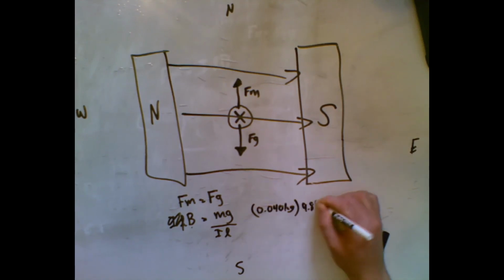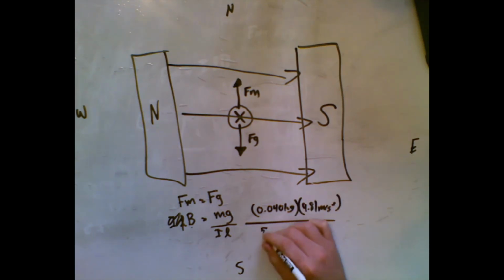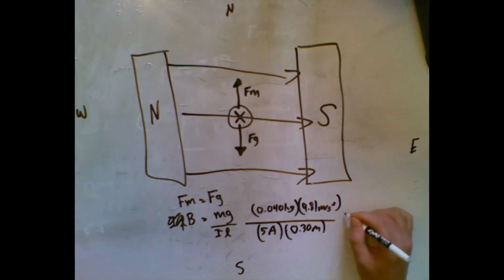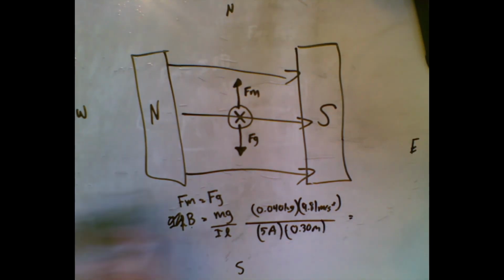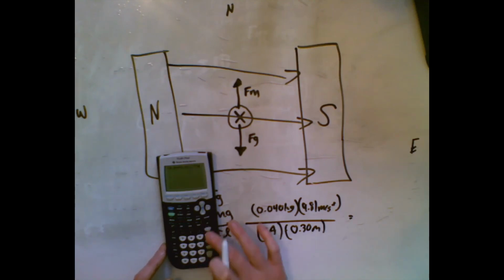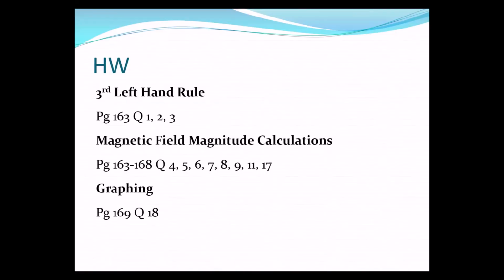We can assume this is on the surface of the Earth. Our current that they give us is 5 amps. And the length of our wire is 30 centimeters. So again, we have to be in meters like that. And if I type this all into my calculator, 0.04 times 9.81 divided by 5 times 0.3, I get 0. How many sig digs do we have? 2. So 0.26, and it's a field, so it's Teslas.